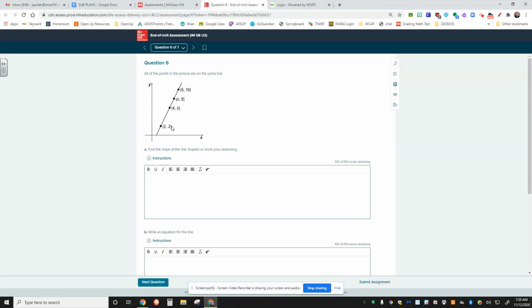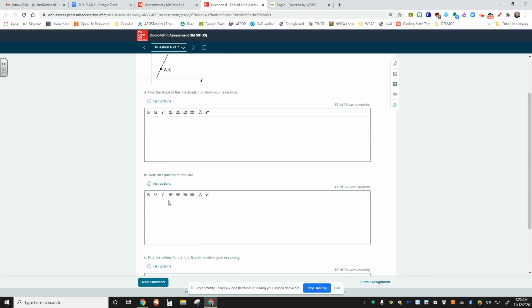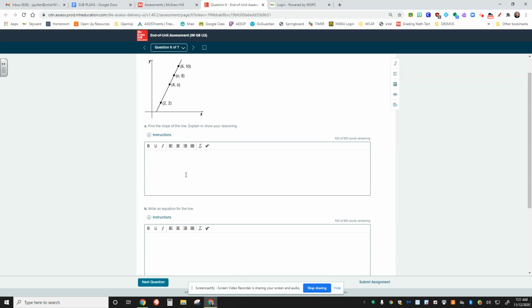On this next one, all the points in the picture are on the same line, meaning that we have a constant slope or a constant rate that follows this line. Your job is to find the slope of the line, explain or show your reasoning. Mathematical evidence, simply showing me with the slope formula, is totally fine, but I need to have evidence here, mathematical evidence, that tells me exactly how you found it. And then we're writing an equation for a line.